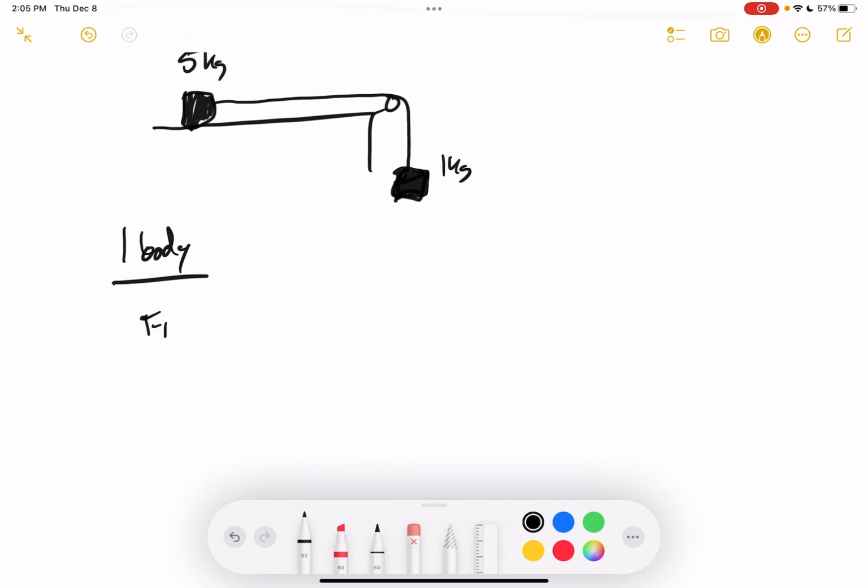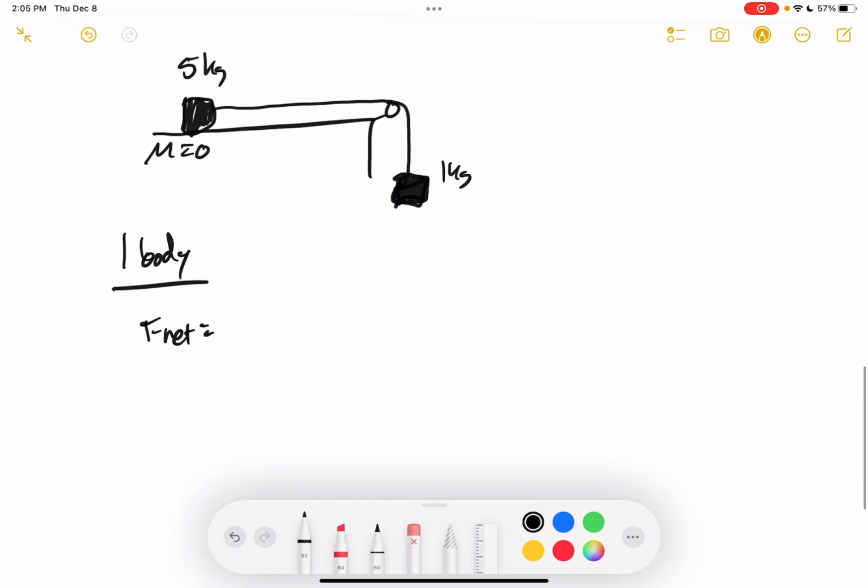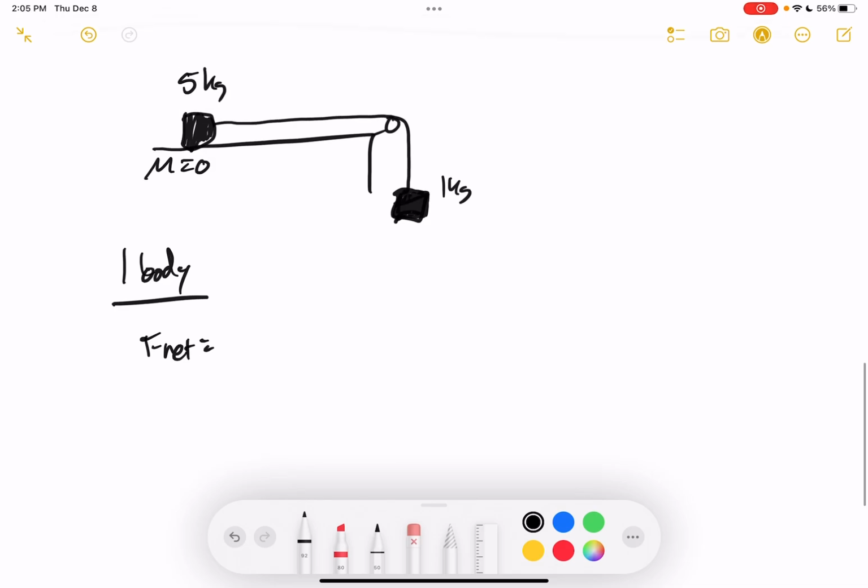So I just have F net, and then this, we're going to say there's no friction, okay? So it is a smooth surface. Smooth surface is another way of telling you that there's no friction on that surface. So F net just equals, there's only one outside force, right? If I draw a free body diagram for that, I have mg and tension. Then for this one, it's just tension. So I would just have F net equals mg.